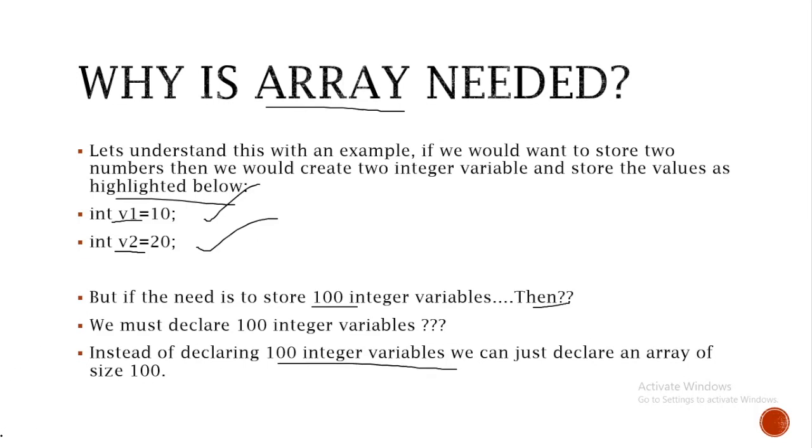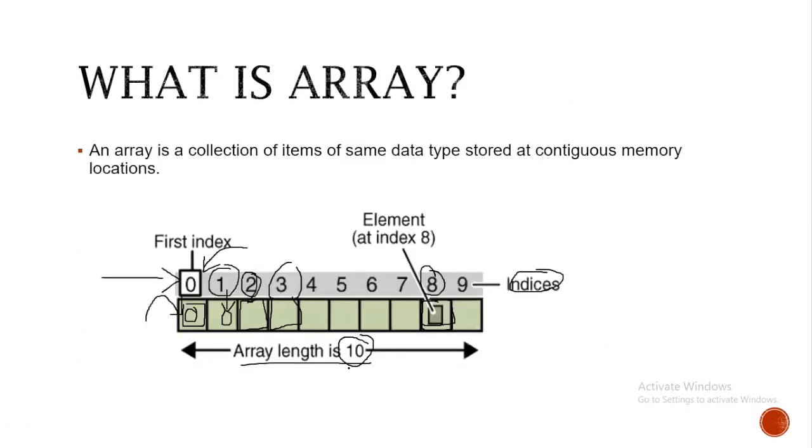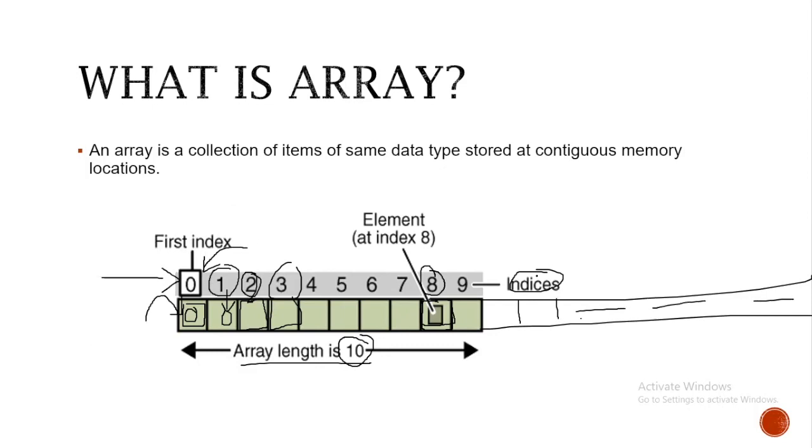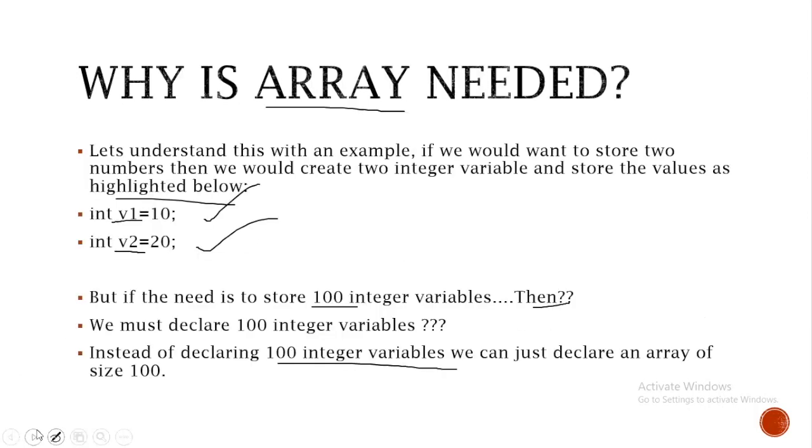In the previous slide, we had an array of size 10, so we had 10 blocks. Now if you want 100 integer variables, then you can declare size 100. So we will have 100 blocks like this. That refers to an array.